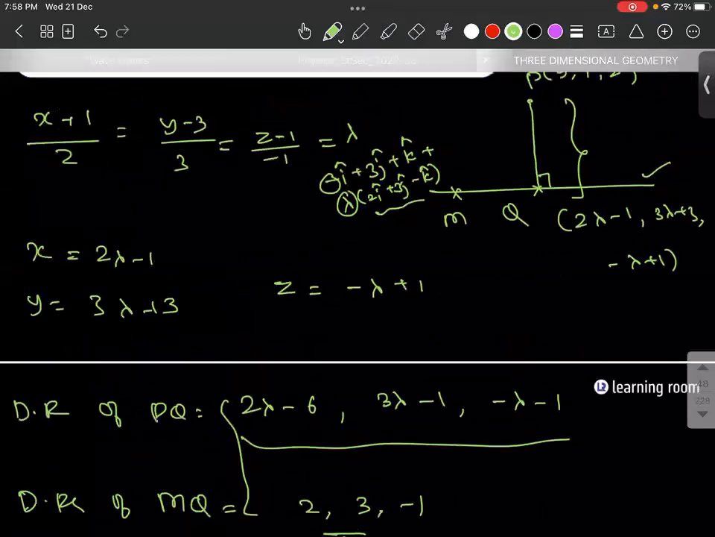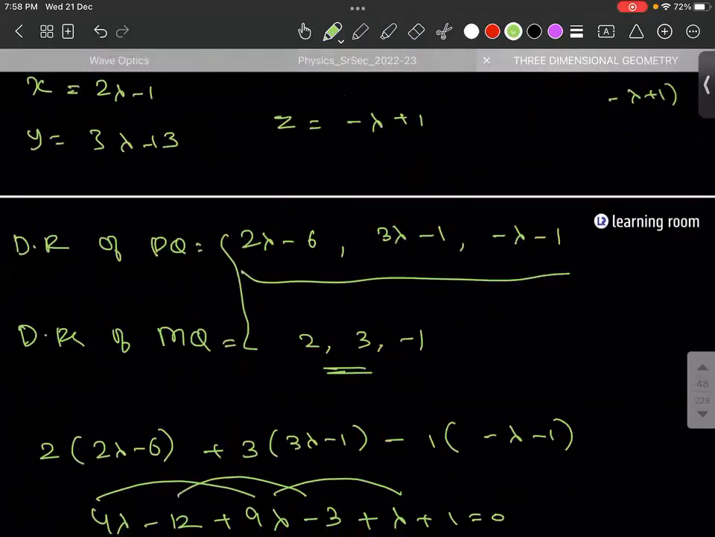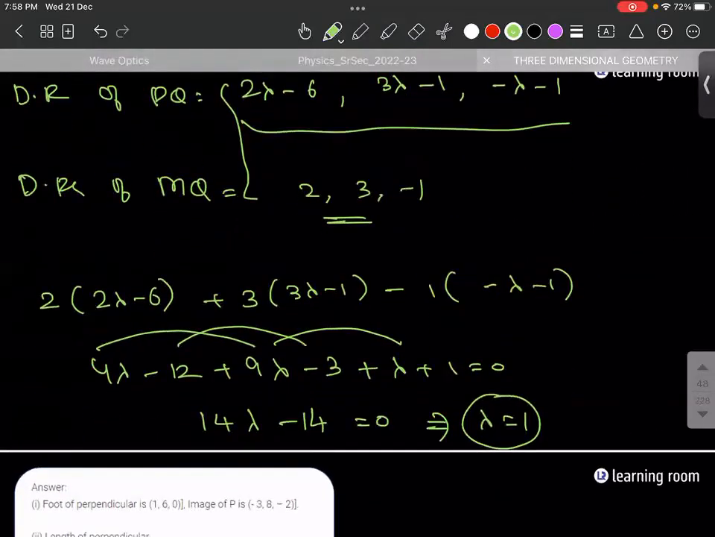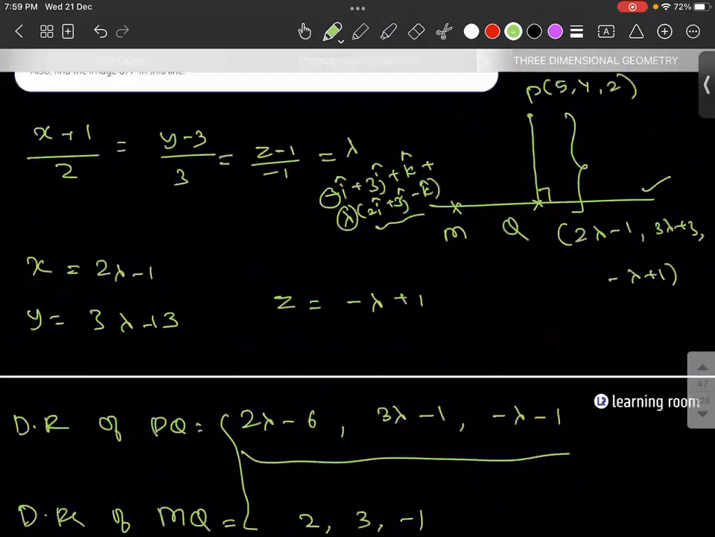So when lambda is equal to 1, what will be the coordinates? When lambda is 1, you will get 1, 6, 0. How come they got 160? Oh, these are the DRs. Sorry.